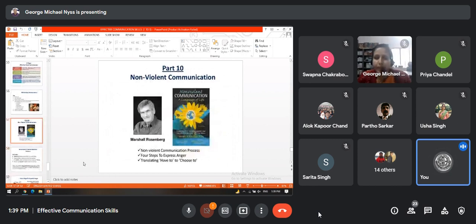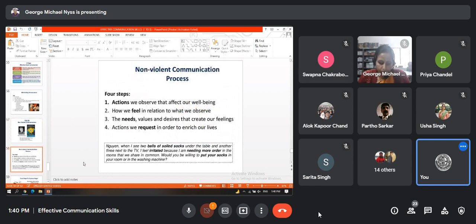Next part is non-violent communication. Look, this is a book written by Marshall Rosenberg, in which we can see the non-violent communication process. There are some steps given in this book to express anger, or translating have to into choose to. So let us discuss the non-violent communication process. What are they?